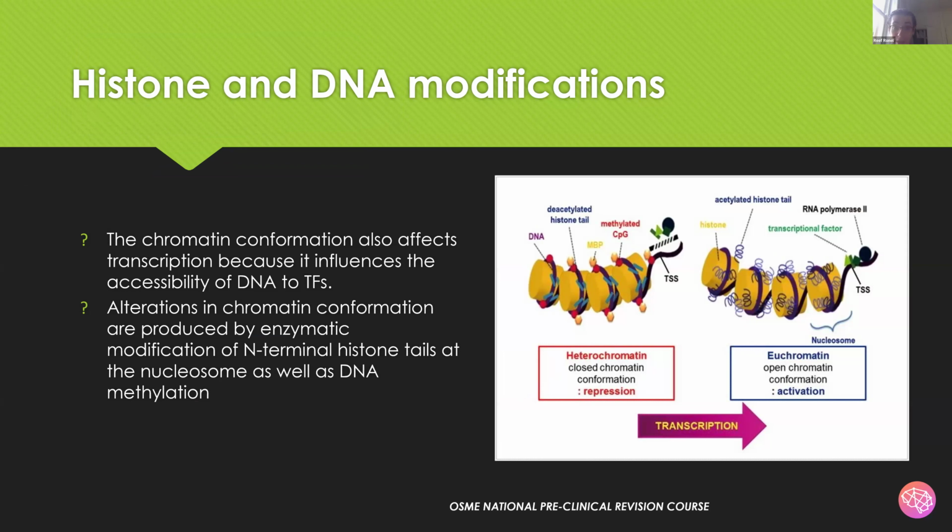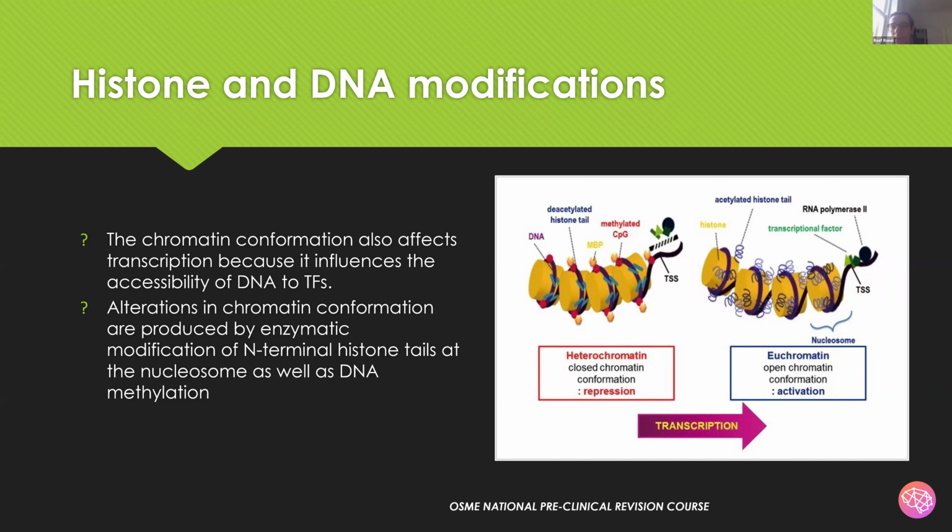So now thinking about histone and DNA modifications, we know that DNA is compacted into chromatin and that not all DNA is always readily accessible. So thinking about our euchromatin and our facultative heterochromatin, we can move between them through a number of processes. And so depending on how tightly packed the DNA is, affects transcription because it influences the accessibility of DNA to transcription factors.